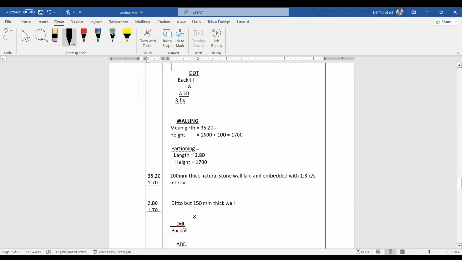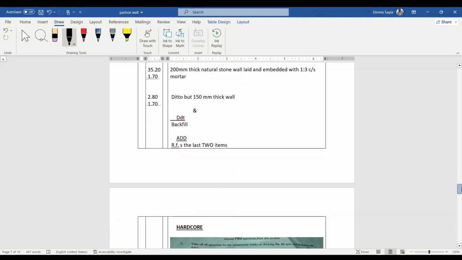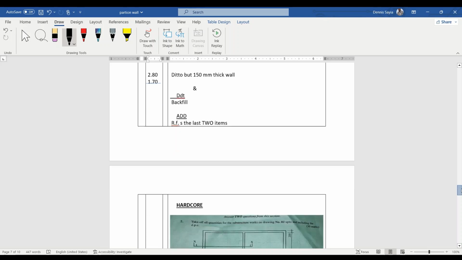Now let's go and book that one. So our mean girth was 5.20, and then the height is 1600 plus 100, that is 1700. The linear length is 2800. The height is still the same. Now what is different here is the thickness of the wall. So we first book the outside one, that 5.20, 1.70, and then we say 200 millimeters thick natural stone wall, laid and embedded in 1:3 CS mortar, and then the other one is 2.80, 1.7 but 150 millimeters thick wall. We deduct and then we remove from site the last two items.